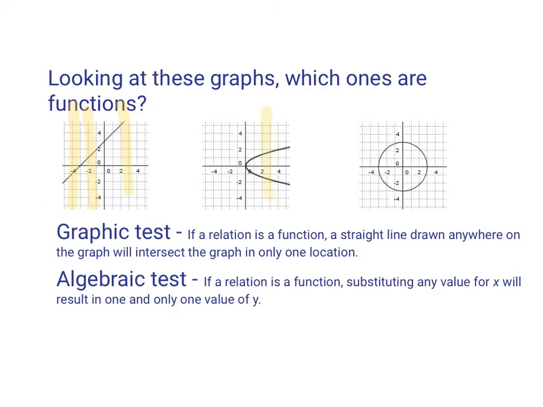So note here, as soon as I get past the origin, if I draw a straight line anywhere on this graph, I'm going to hit two places on the curve. And if I draw a straight line anywhere through this circle, I'm always going to hit two places on the curve. So therefore, it is not a function. It is a relation, because there is a relationship between the x and y values, but it is not a function. Now, the algebraic test is if a relation is a function, if when you substitute any value of x, it will result in one and only one value of y.